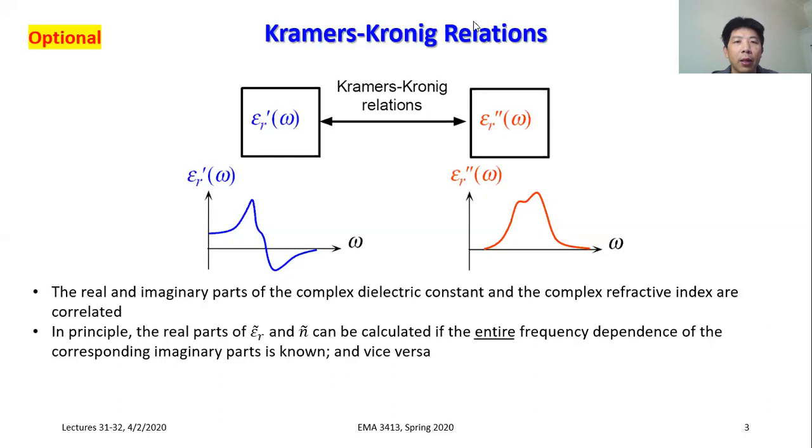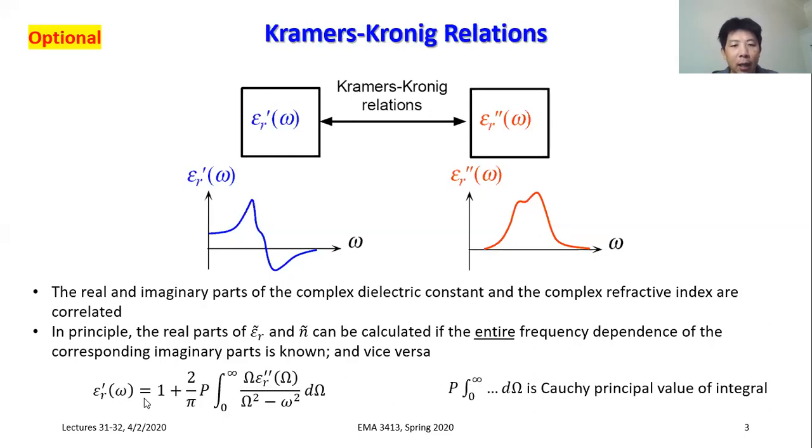Okay, and these are the so-called Kramers-Kronig relations, and they use these integrals. You can relate the imaginary part to the real part, or vice versa. This is just for your information, it is not required. Just understand that the real and imaginary parts are not independent of each other. Okay, there are some dependencies.